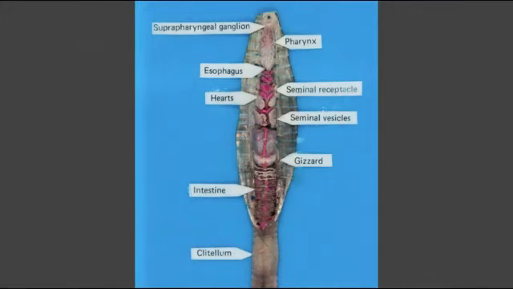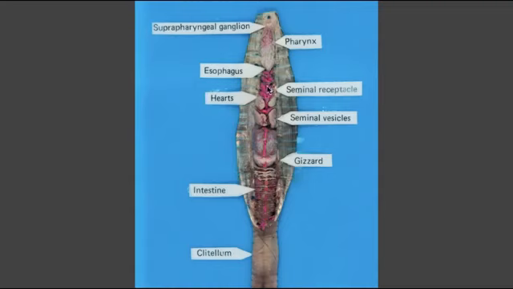Now let's look at a prepared earthworm dissection, several of which are available to you in the laboratory. At the top, these 2 small white structures are the suprapharyngeal ganglia. The label pointer is a bit out of place. The same is true for the heart's label. These red structures here are the hearts.